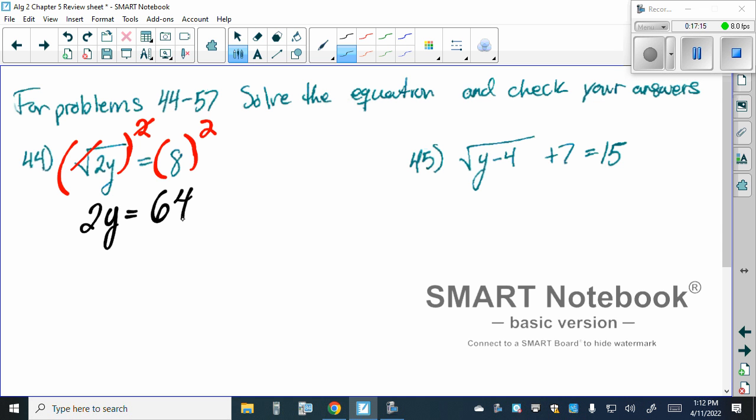Now that the radicals have been eliminated, we just need to solve for the value of y by dividing by 2. So this tells us that y is equal to. Not bad. And that's it. Okay. Any other questions on 44 before we look at 46?